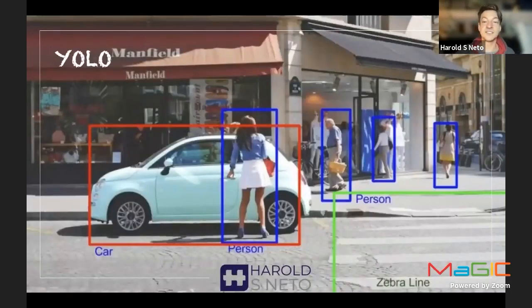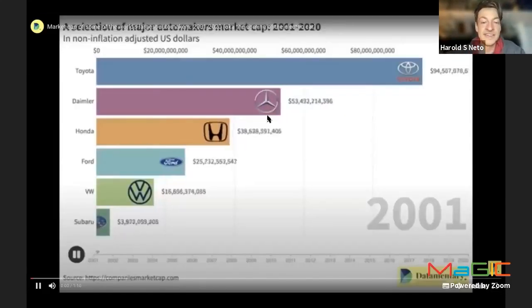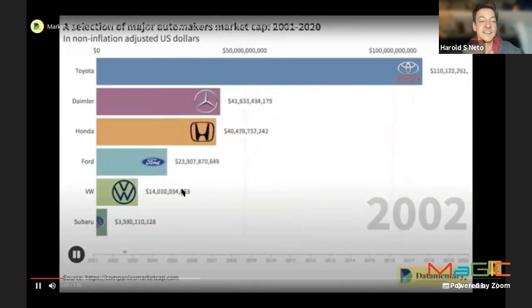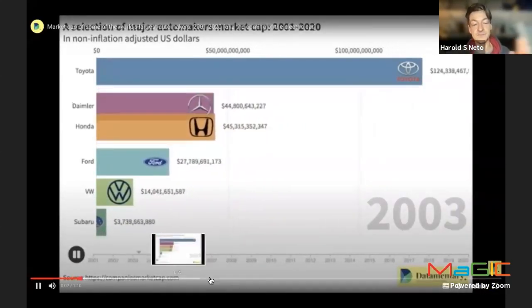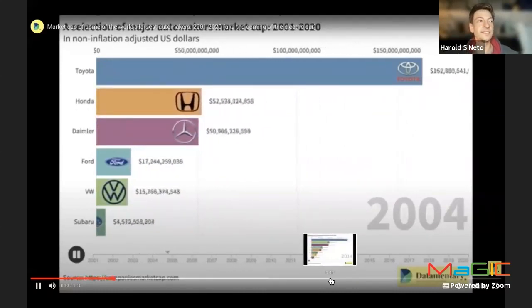We have technologies like YOLO, which I showed you at the first event here, that in real time understands what the different objects are that it's looking for. So you have computer vision in high quality. And we have seen those technologies being used by several different companies. They're completely disrupting industries. And here's a nice chart about car manufacturing companies.